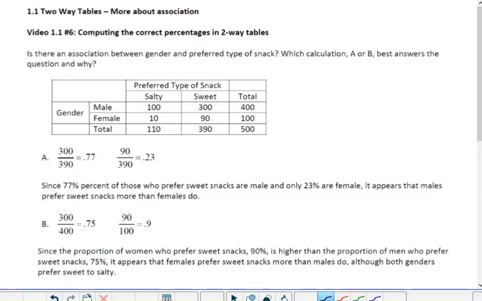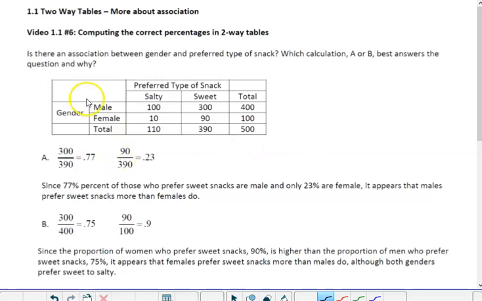Sometimes people compute percentages from a two-way table that aren't really particularly helpful and are somewhat confusing. So how do we know which percentages are good to compute and which ones are not as helpful? Here's the question: is there an association between gender and preferred type of snack? Which calculation, A or B, answers the question and why?